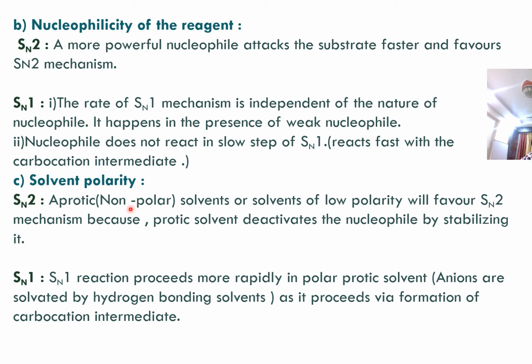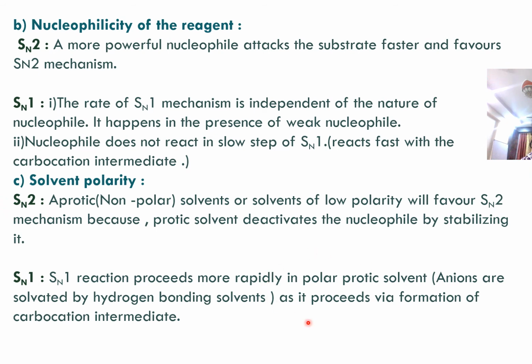Then solvent polarity. Aprotic solvents or solvents with low polarity will do the SN2 mechanism. Why? A protic solvent deactivates the nucleophile by stabilizing it. Aprotic solvents, like DMF, dimethylformamide, or acetone, are solvents where the hydrogen proton is not released. So they will prefer the SN2 mechanism.